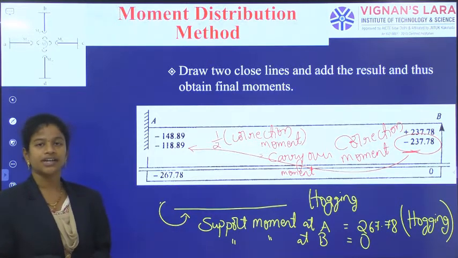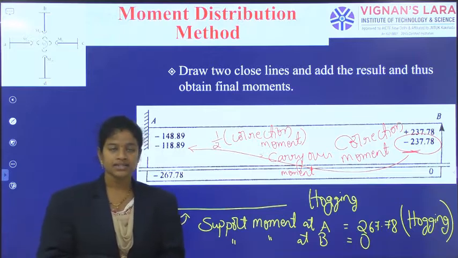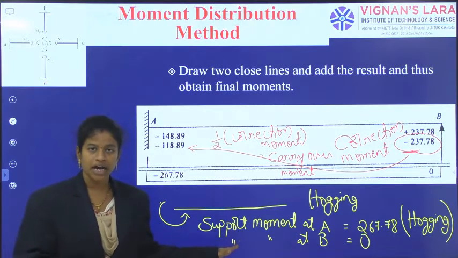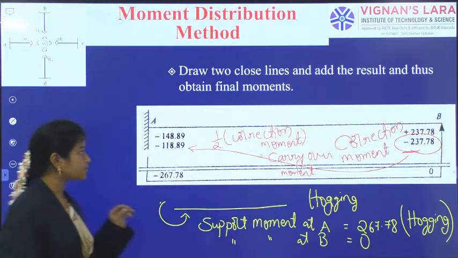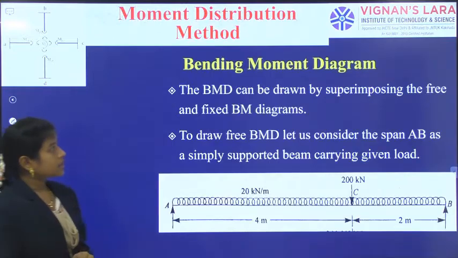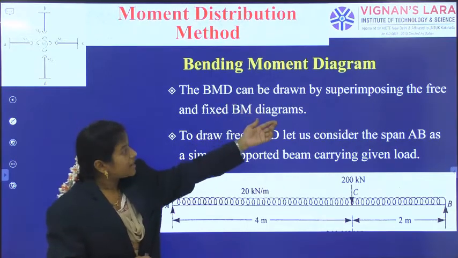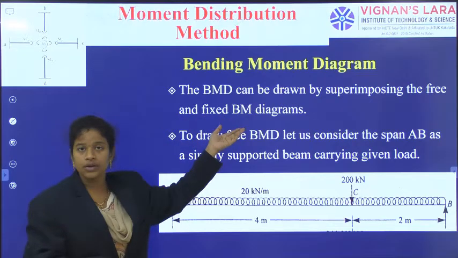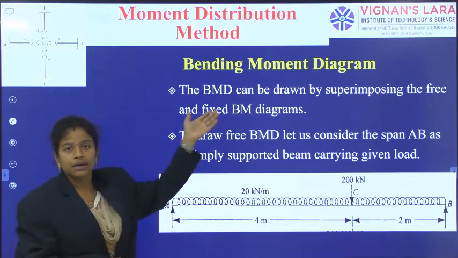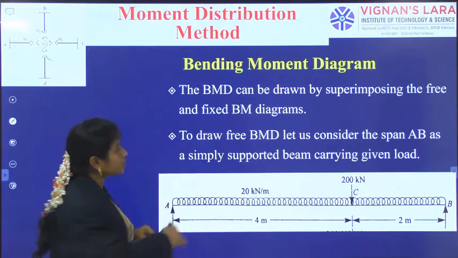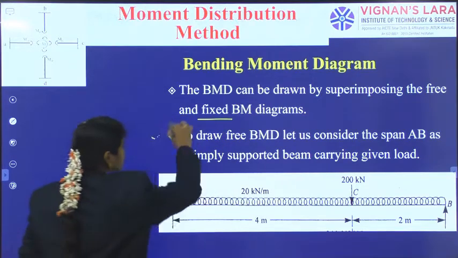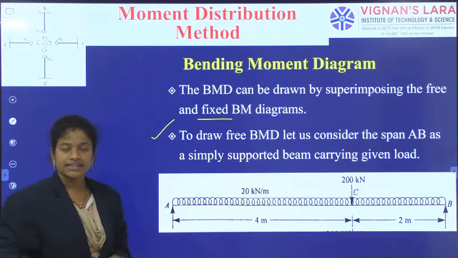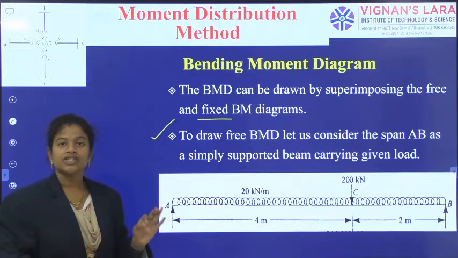Next we are going into generating the bending moment diagram, involving the support moment answers and also the free bending moment diagram. So the BMD can be drawn by superimposing the free and fixed bending moment diagrams. Yes, this thing only we have mentioned just now. For this BM diagram, we will generate the actual bending moment diagram.